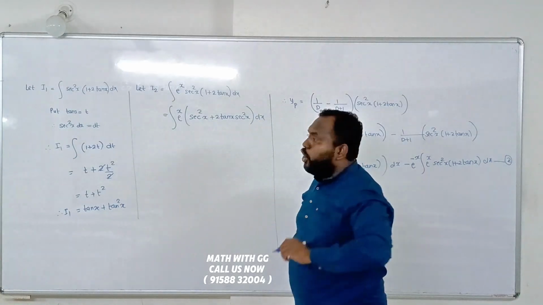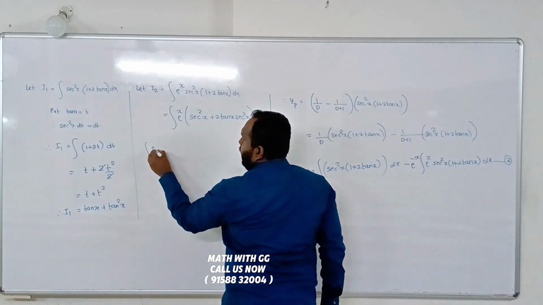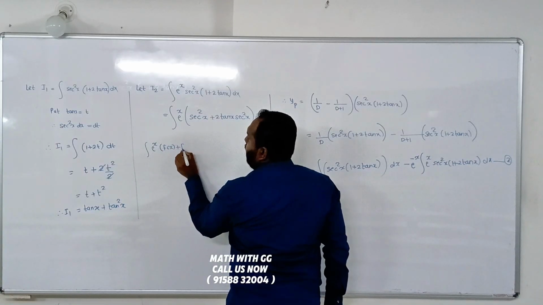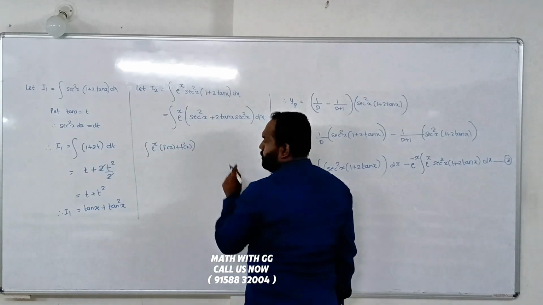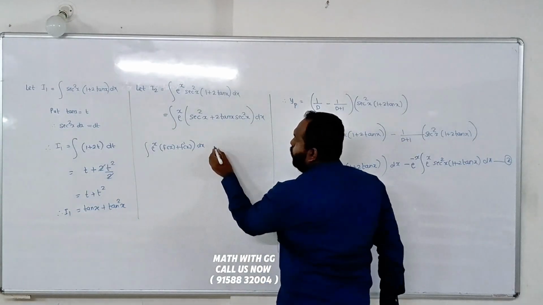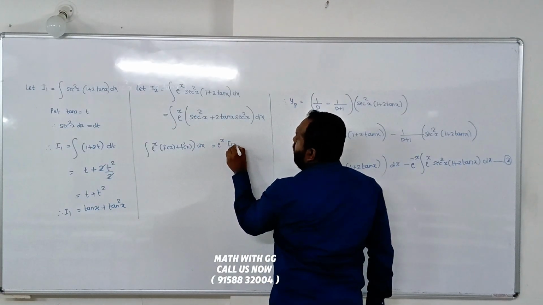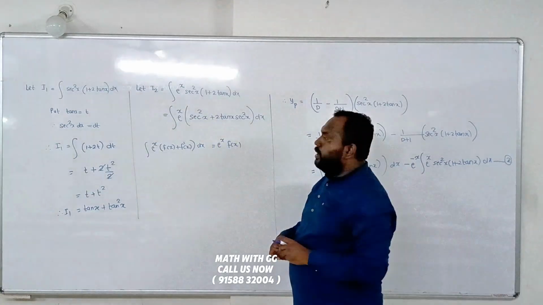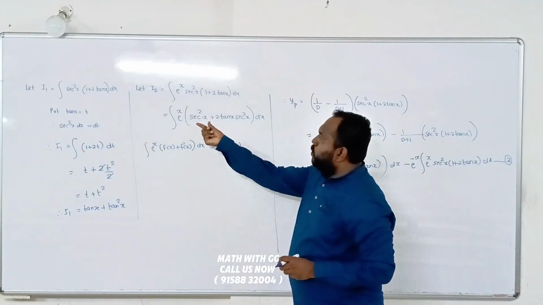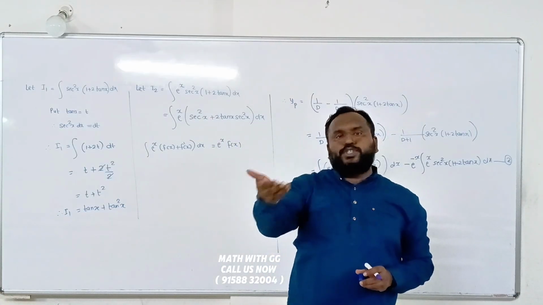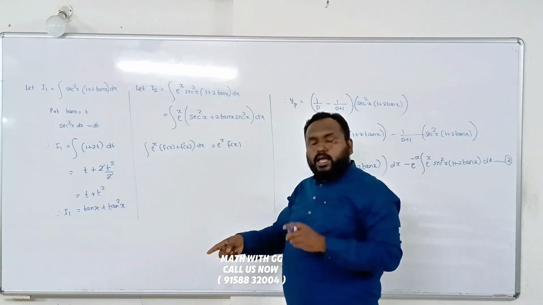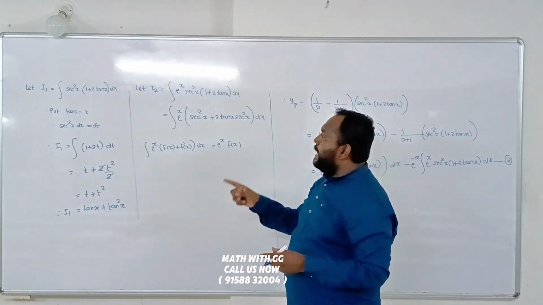Now there is one formula of integration. Let's recall that formula. Integration e raised to x into f of x plus f dash of x dx is equal to e raised to x f of x. Now, if we search this term, the term sec square, we call it f of x. So what is the derivative of sec square x? Derivative of sec square x will be 2 into sec x into the derivative of sec x, which is sec x tan x.